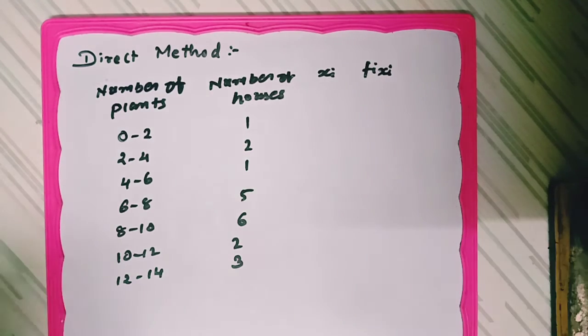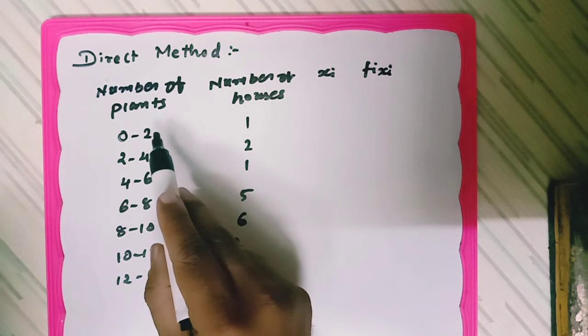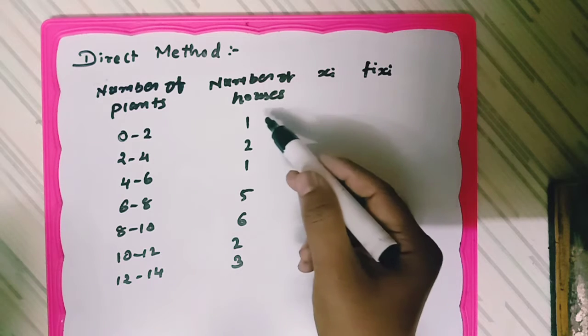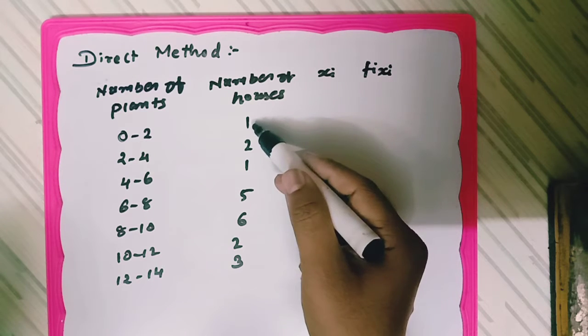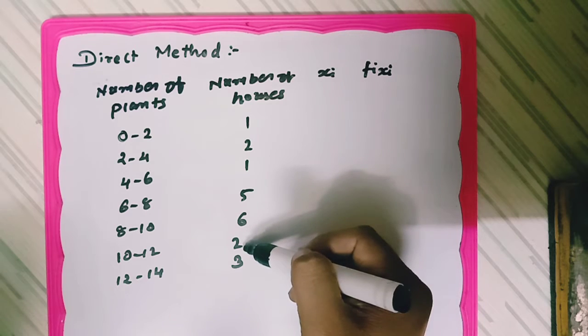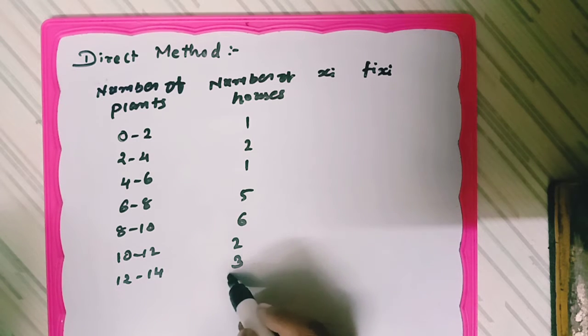Let's see one more example. Here it is given the number of plants in 20 houses of the society. The total frequency is 20.